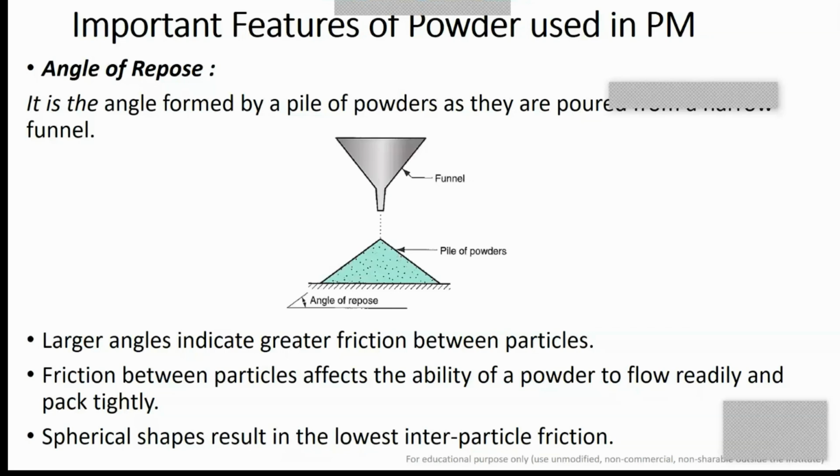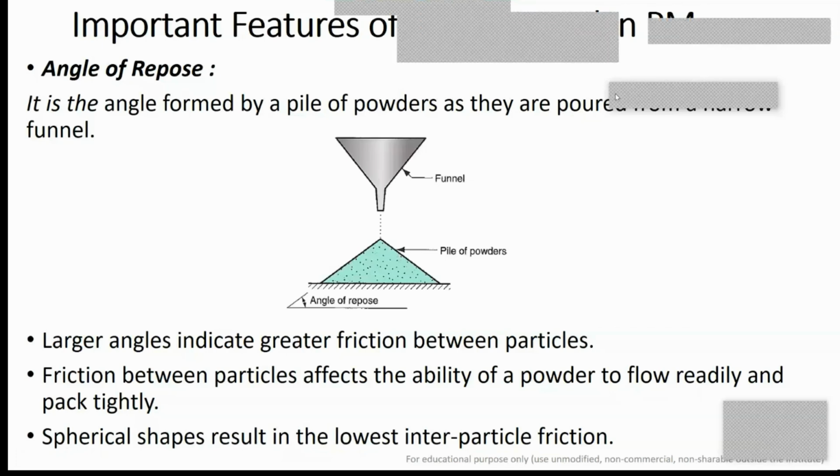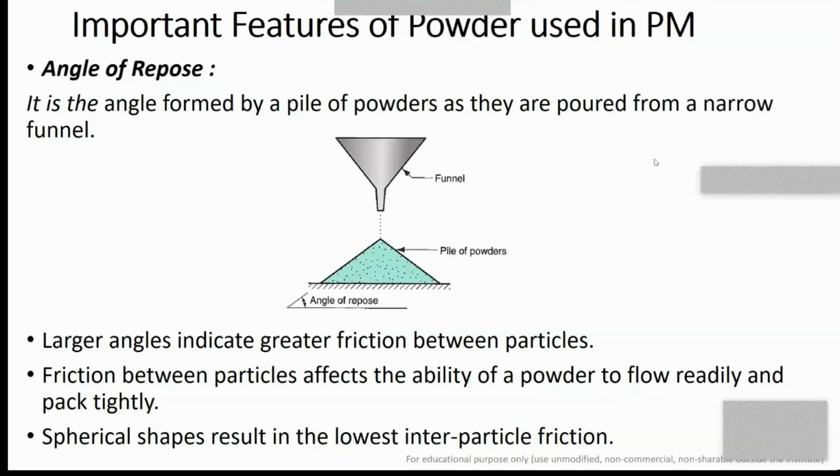Basically, it is the angle formed by a pile of powder as it is poured from a funnel. As you can see, there is a funnel-shaped object, and you pour all of your powder through it, and it falls onto the surface and forms a heap of powder. So basically, you are interested in knowing this angle of repose. What is the significance of this angle of repose? The larger angle indicates greater friction between the particles.